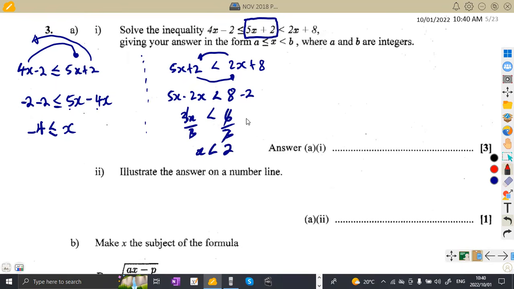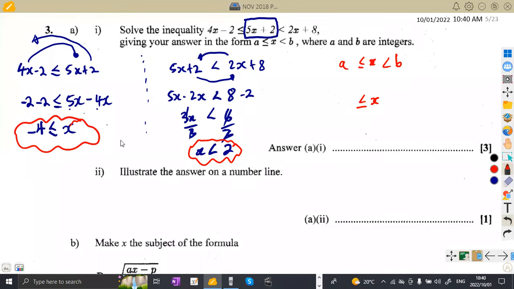So now we've got two answers, x which is less than 2 and x which is greater than or equal to minus 4. So how are you going to combine? Take note, we are already given the format here that x is greater than or equal to a, but less than b. So our x is greater or equal to minus 4. But the same x that we're talking about is less than 2. So this is less than b. So our x is less than 2. So we've got everything there.